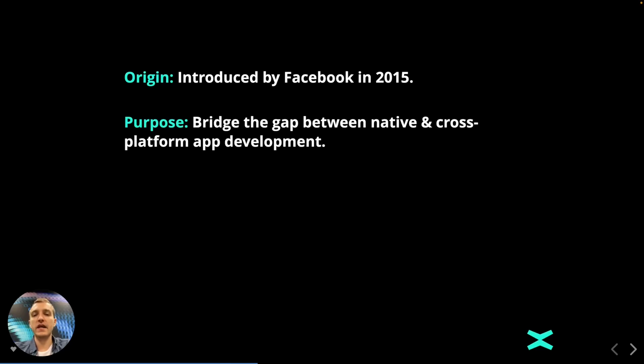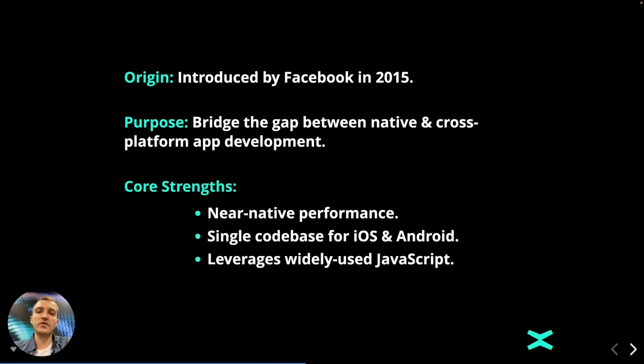Unlike other platforms that merely rendered web views in a native shell, React Native provided a unique value proposition. It allowed developers to write in JavaScript, a language many were already familiar with, while simultaneously offering a near native experience. The beauty of it was one code base could now cater to both iOS and Android, a true game changer for the mobile app development industry.